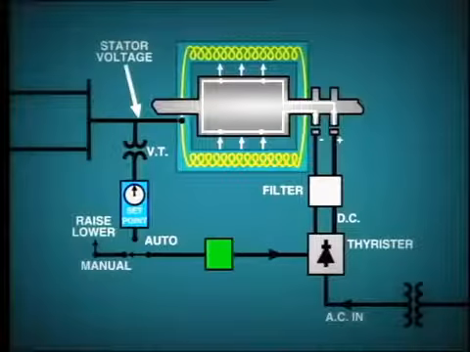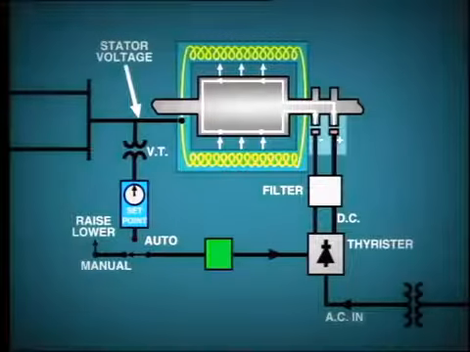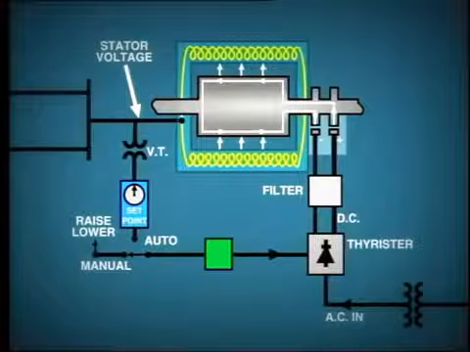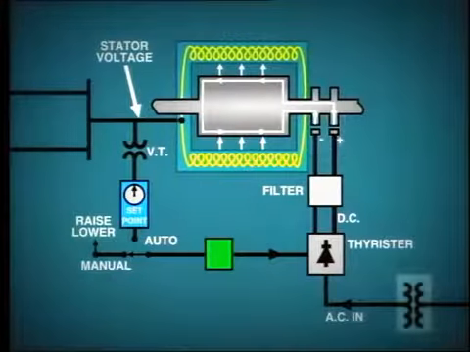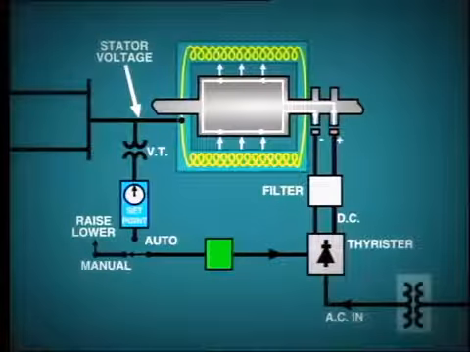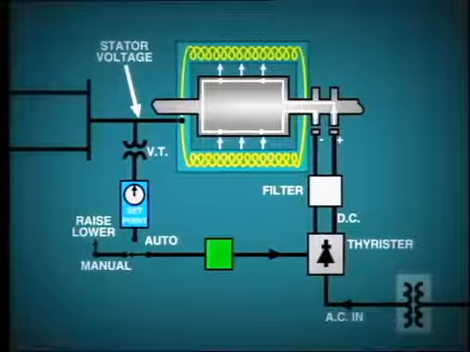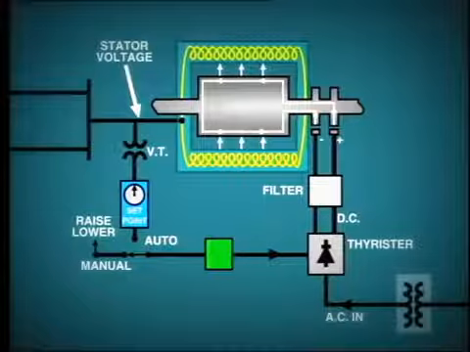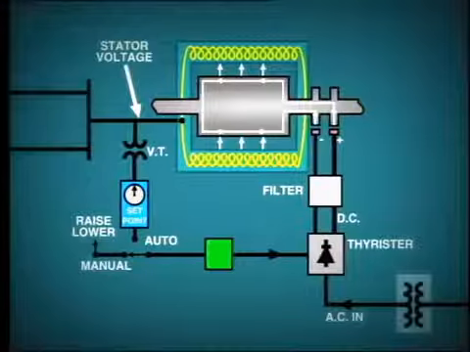First, we'll look at a simplified arrangement of the static excitation system. DC current from the rectifier is supplied to the rotor winding through collector rings on the shaft. The incoming AC to the rectifier is supplied from a dedicated transformer. The primary side of this transformer is fed from an auxiliary bus, or in some cases, the generator bus itself.